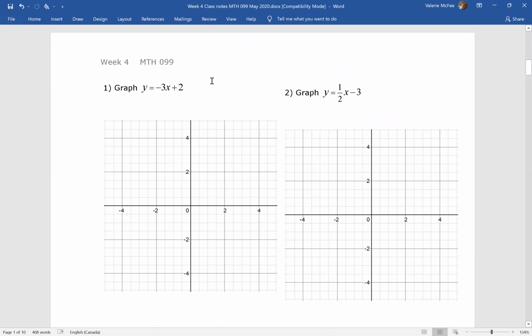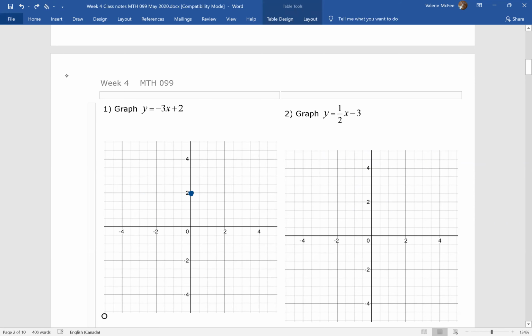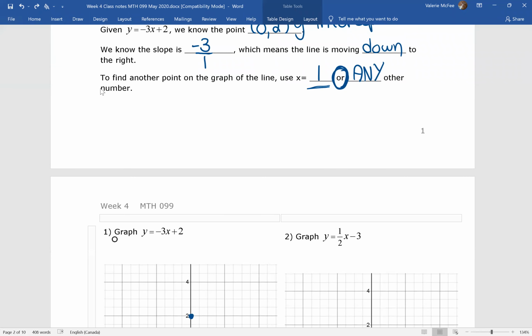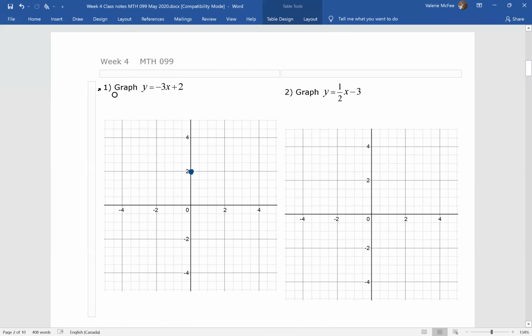So here we have this line that we just talked about, y equals -3x plus 2. We said we know one point on the line. We know that y-intercept at the point 0, 2. We also know that the line is going to be moving down and to the right. We have to find one other point. And I suggested, remember, that we can use x equals 1 or any other number. 1 is just easy because it's not a very big number. It's going to fit on these graphs that we have here.